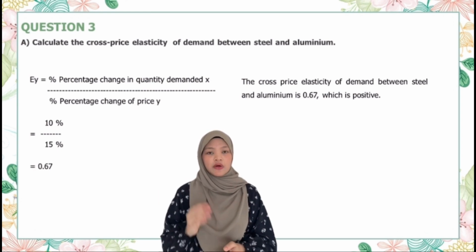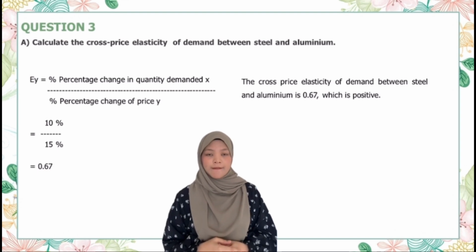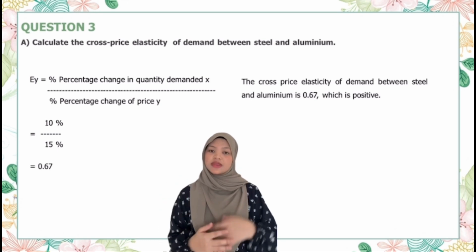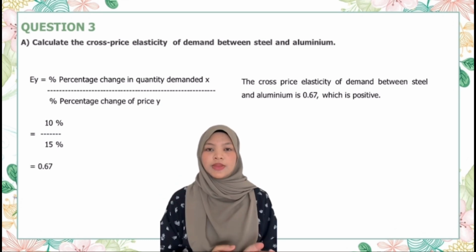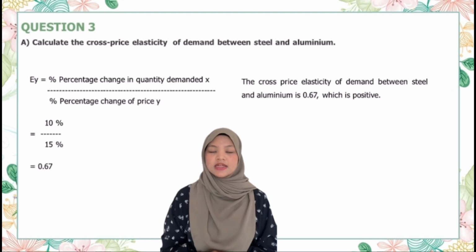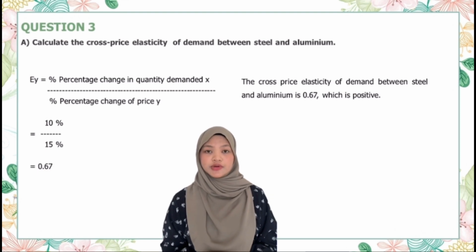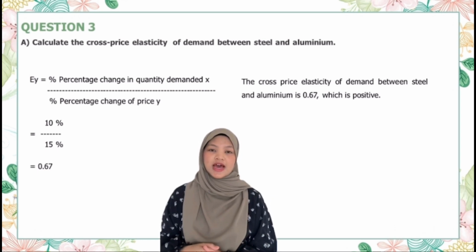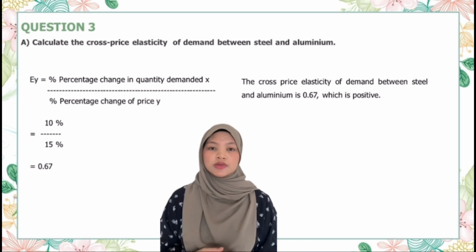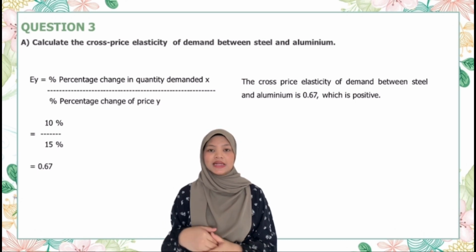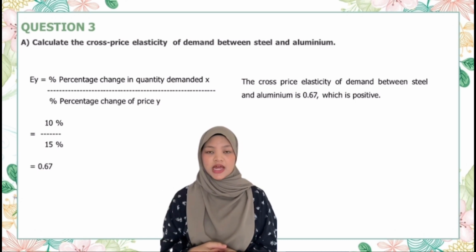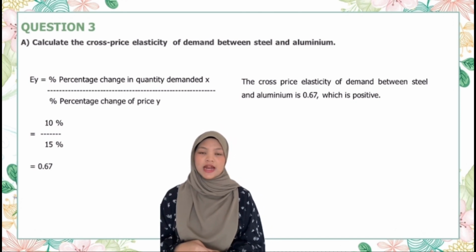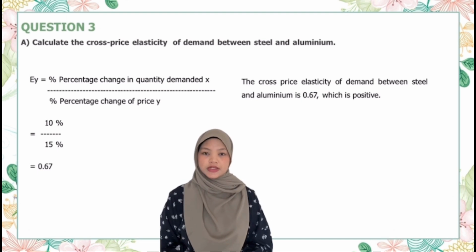So first, the cross price elasticity of demand measures the responsiveness of demand for one good when the price of another good changes. So the formula of cross price elasticity is the change in quantity demanded of good X divided by the change in the price of good Y. So in this case, good X is aluminium and good Y is steel. So by substituting into the formula, aluminium demand increased by 10% while the steel price increased by 15%. So 10% divided by 15% equals 0.67.